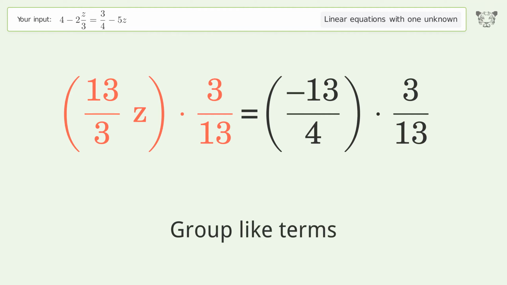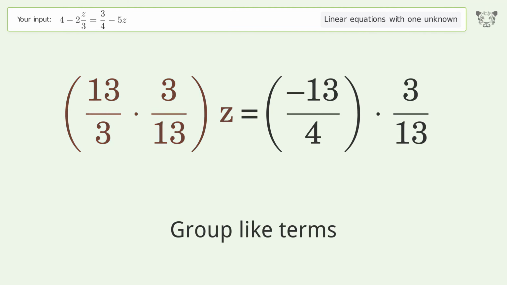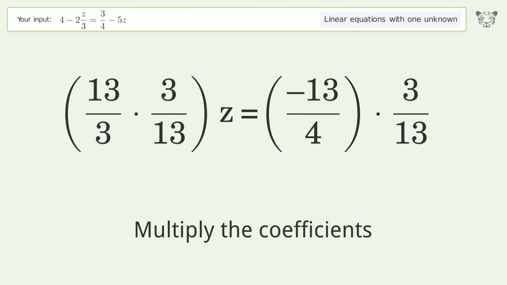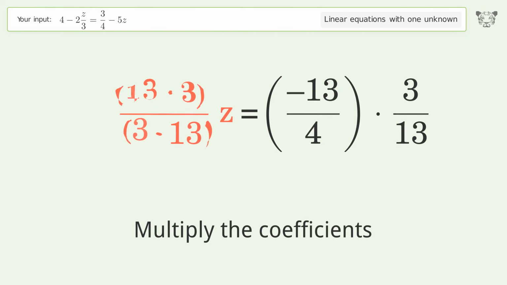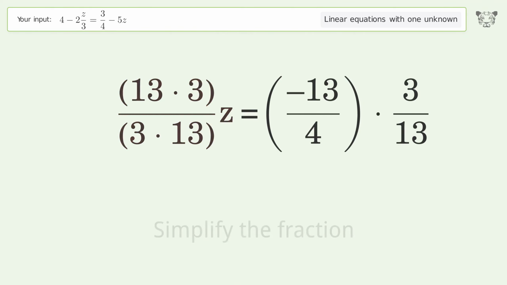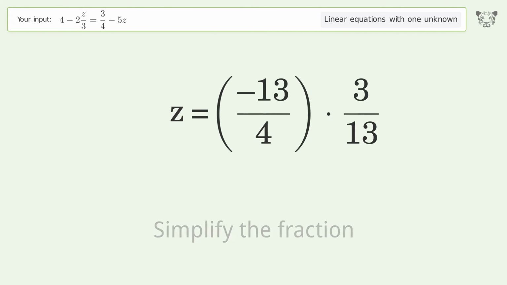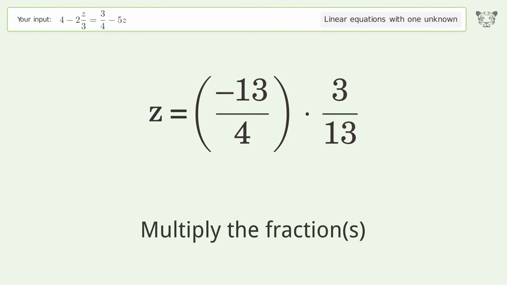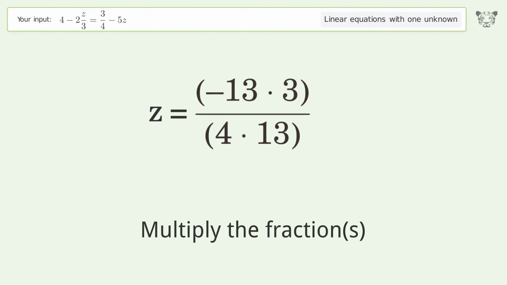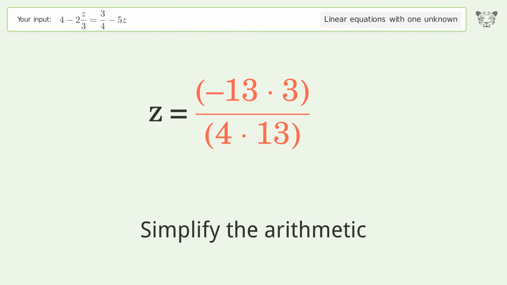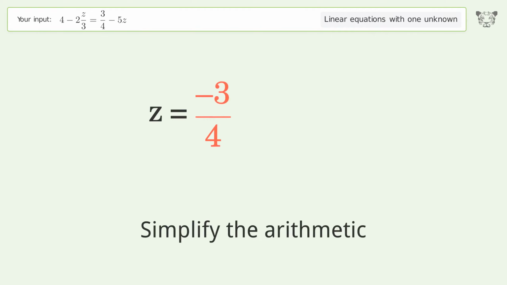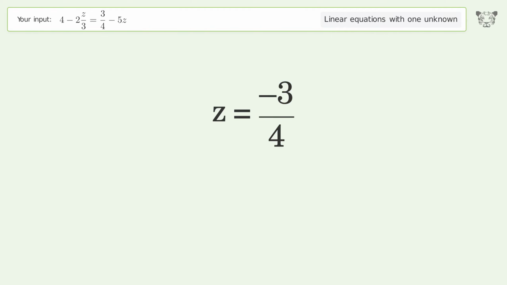Group like terms. Multiply the coefficients. Simplify the fraction. Multiply the fractions. Simplify the arithmetic. And so the final result is z equals -3/4.